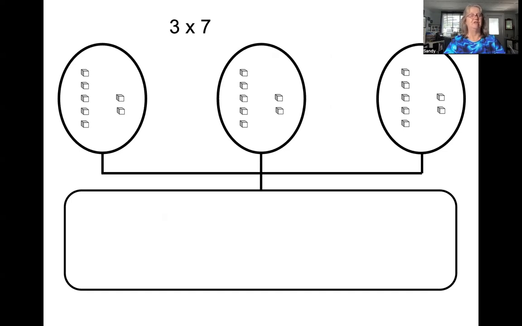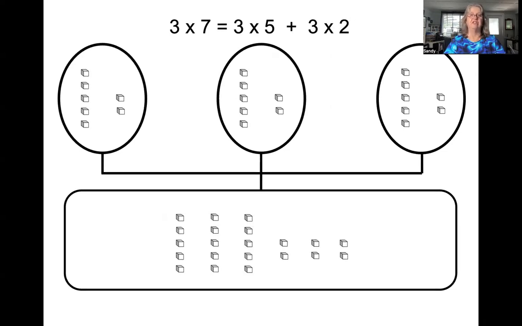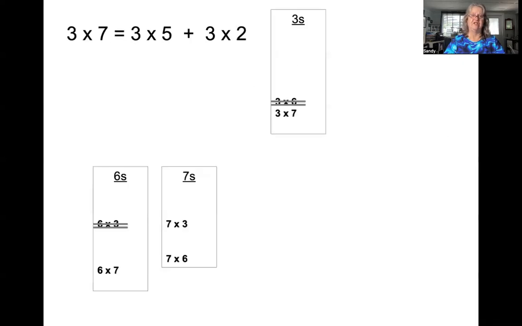I can think of it as 3 fives put together with 3 twos, right? I can slide those down, 3 fives put together with 3 twos. That's one way I could do it. Some folks, that's just one fact to memorize. So I can use the distributive property, or I learn that 3 times 7 is 21. If I know 3 by 7 is 21, then I know 7 by 3 is 21. Commutative property. That takes care of that.